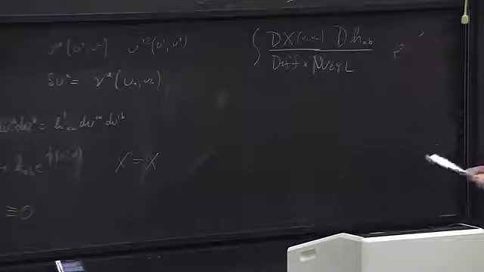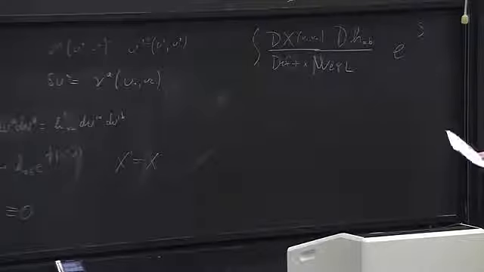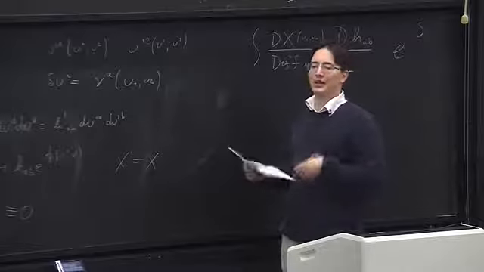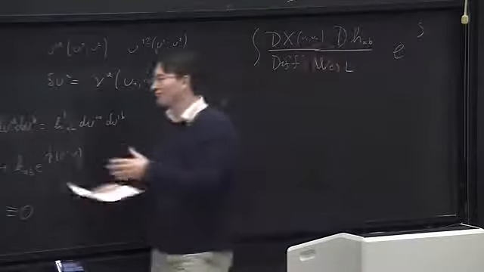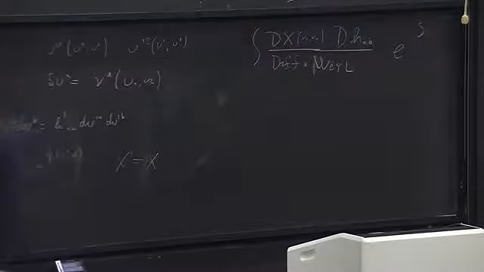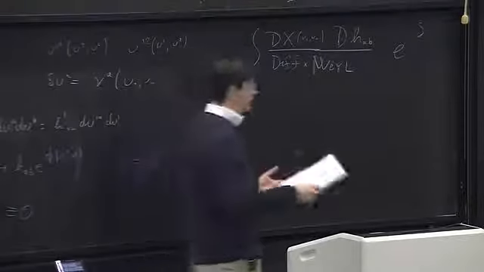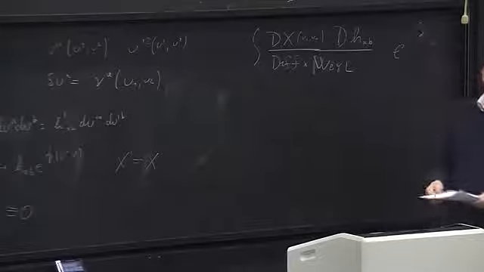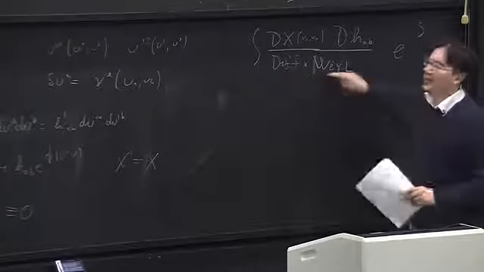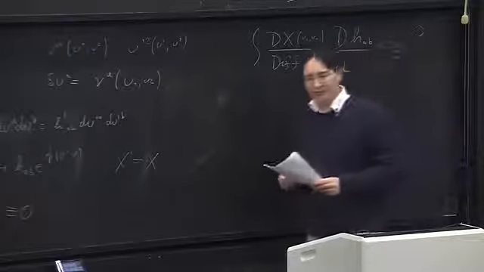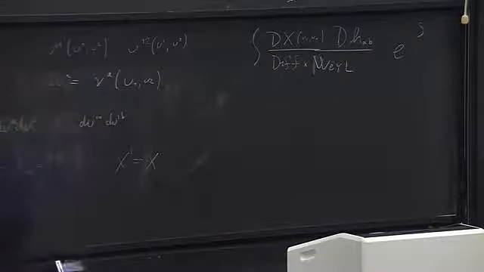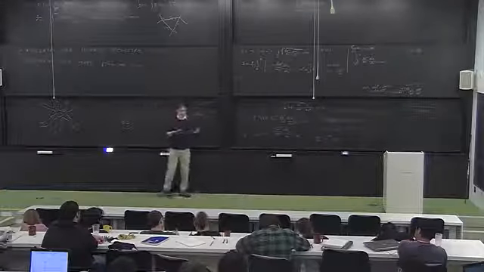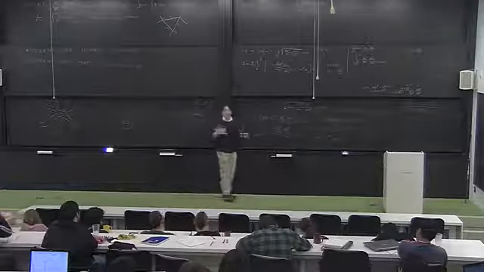Now, this is what's called usually an anomaly. I have some symmetry of my classical action, but it turns out that there are troubles regulating the path integral in such a way that the symmetry holds true. And if the symmetry doesn't hold true, then I cannot gauge it. So typically anomalies happen for some topological reason.